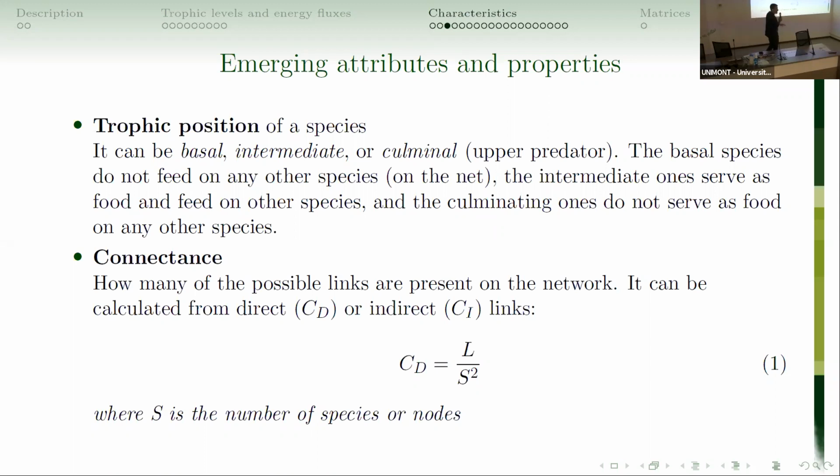No, well, as I said before, the community is what you decide to be your community. So of course, if you want to include the plants, the primary producers, in your community, you are free to do that. Then, if you have the plants, they will be the basal species, and the cows or the herbivores will be intermediate, and the ones that eat the herbivores will be culminal.